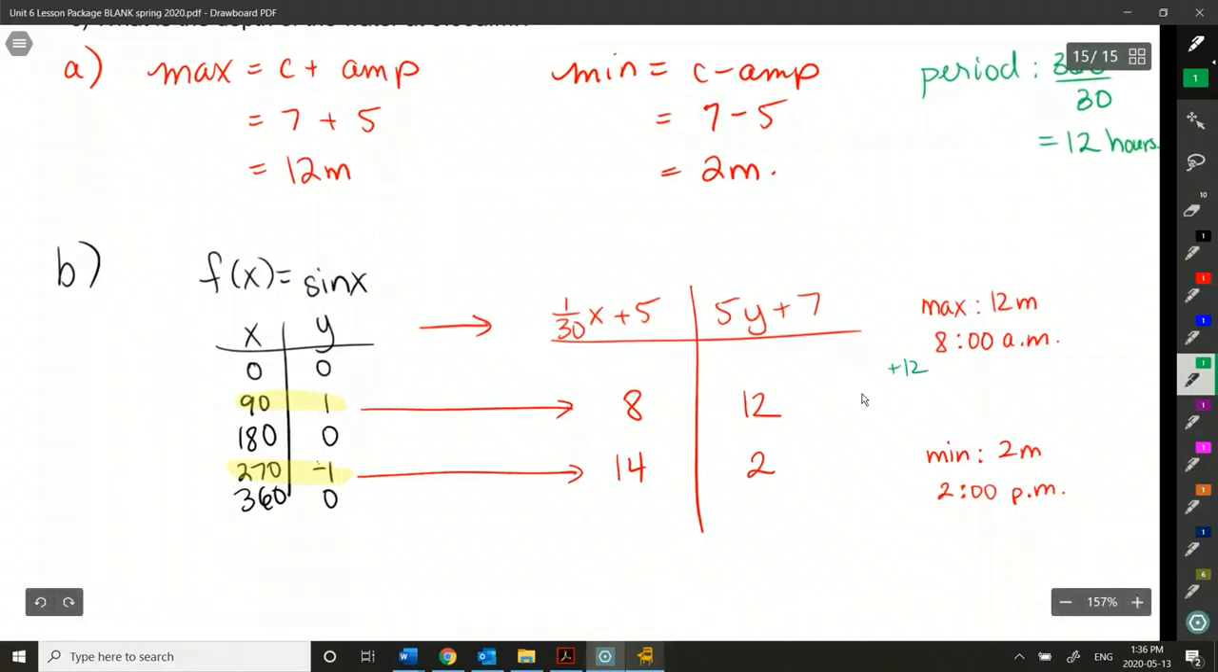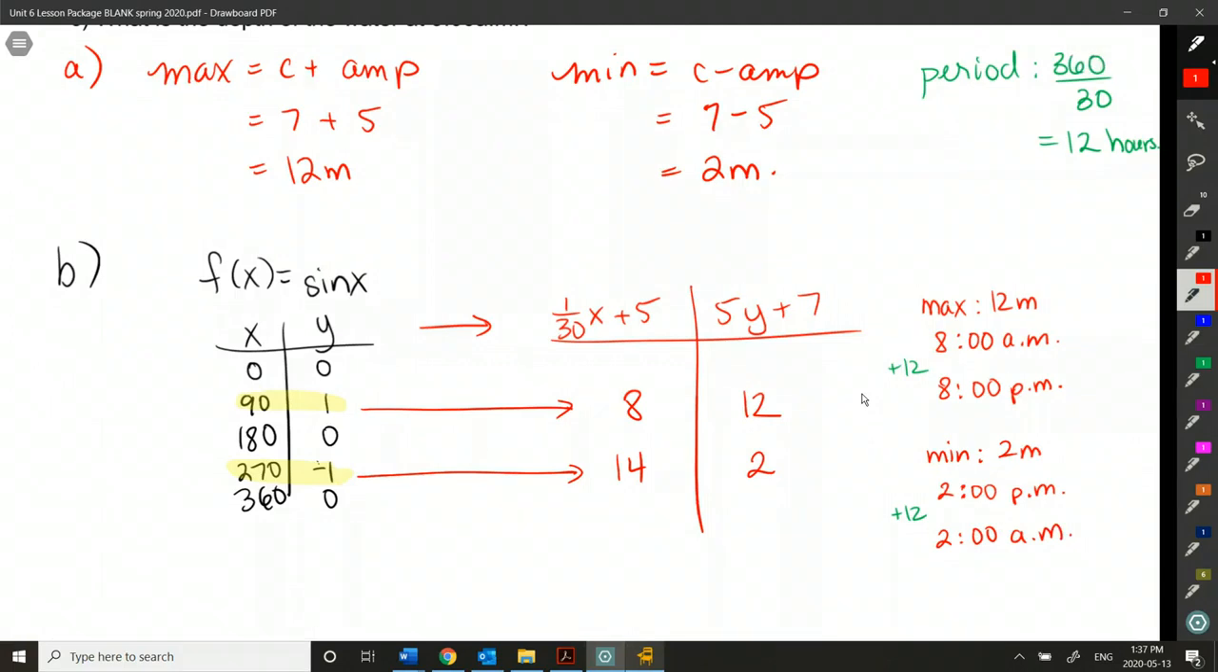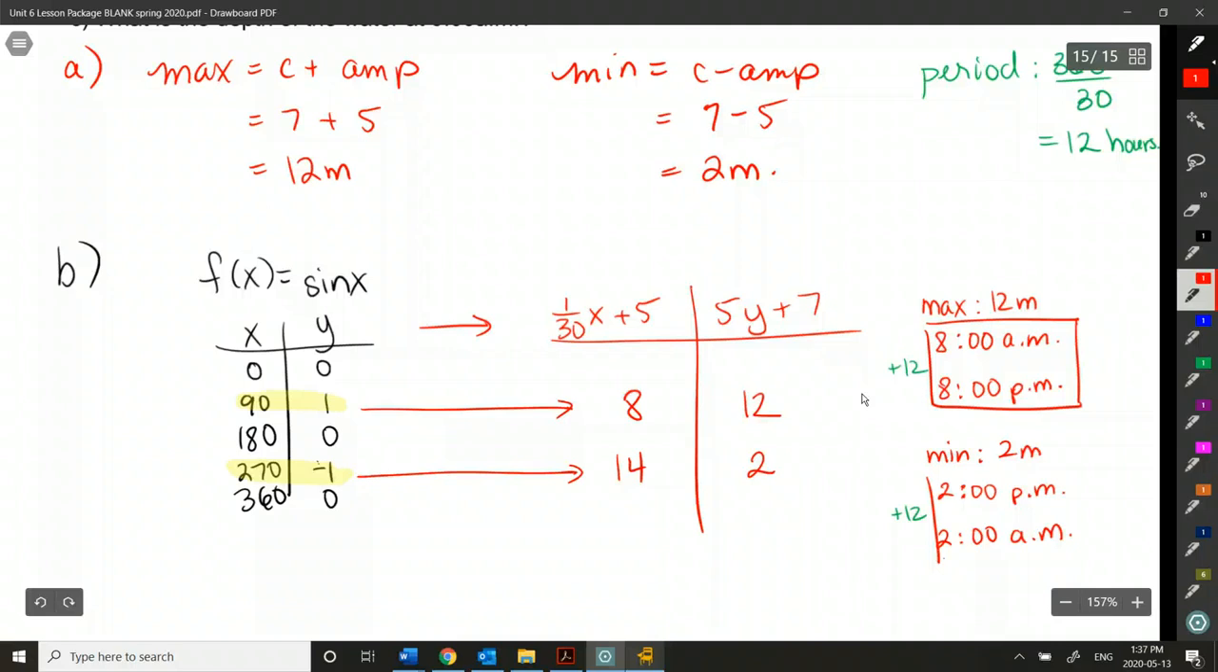So if I add 12 hours to this, that's 8 p.m. as well. That has a max value. And same thing here. If I add 12 hours, that's going to be at 2 a.m. And that will also be a time where we hit a minimum tide. So always check the period. And if you have multiple times during the day where you can hit a max or min, make sure you include that in your answer.